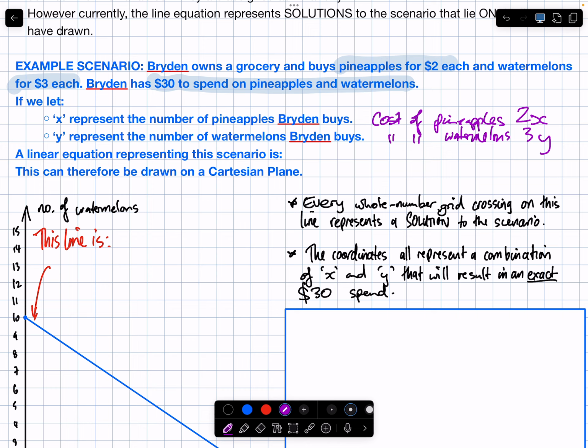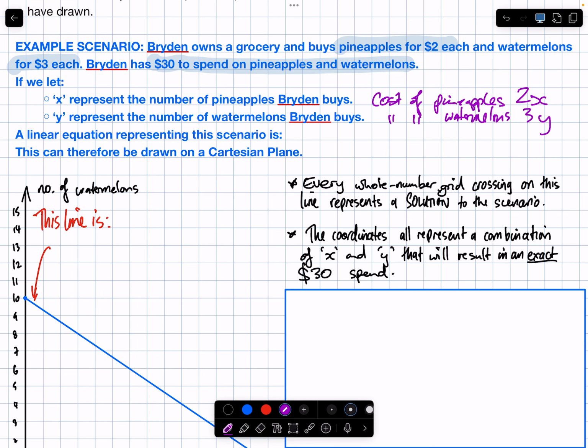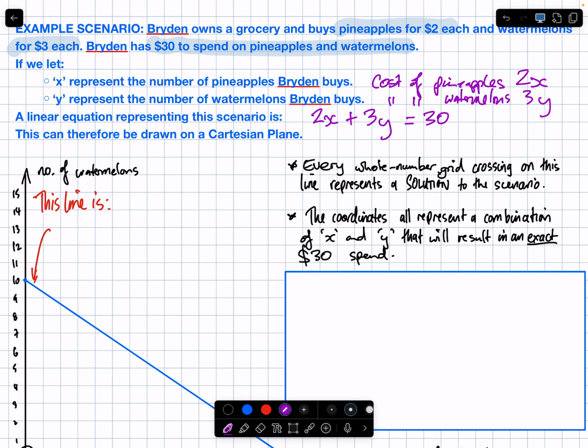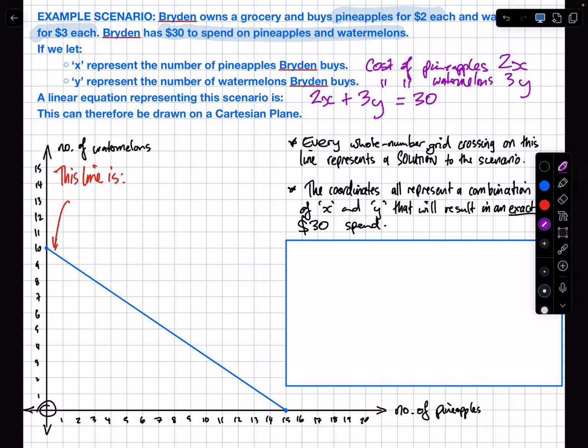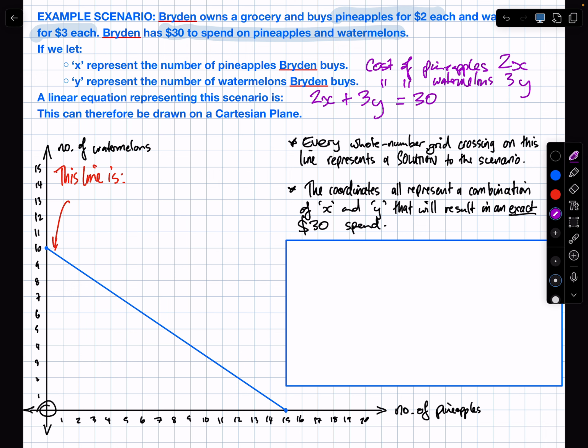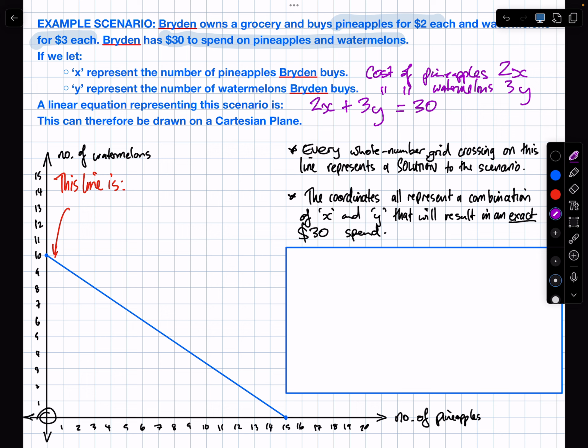Do I have a linear equation I could write to represent Bryden buying these fruits? 2x plus 3y equals 30. 2x plus 3y is the cost of all the fruits. How much does he have to spend? $30. So if you have been doing the exercises, you've been doing questions like this. This can therefore be drawn on a Cartesian plane. You can check my working out for me if you want. I don't tend to get things wrong. This line is the equation 2x plus 3y equals 30.